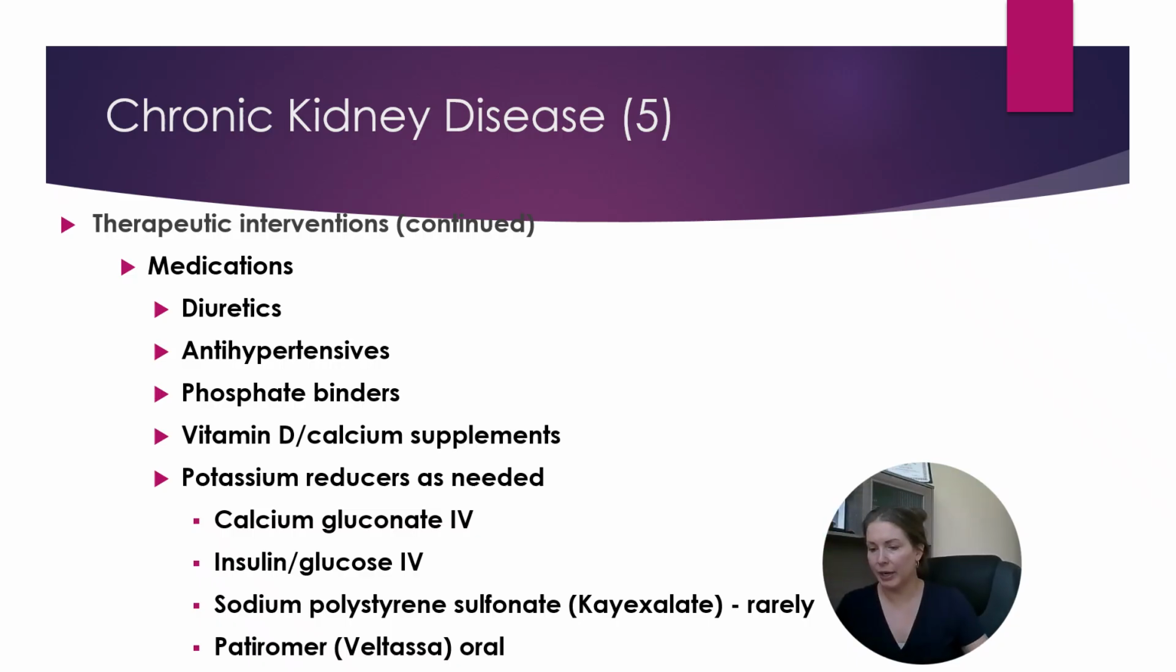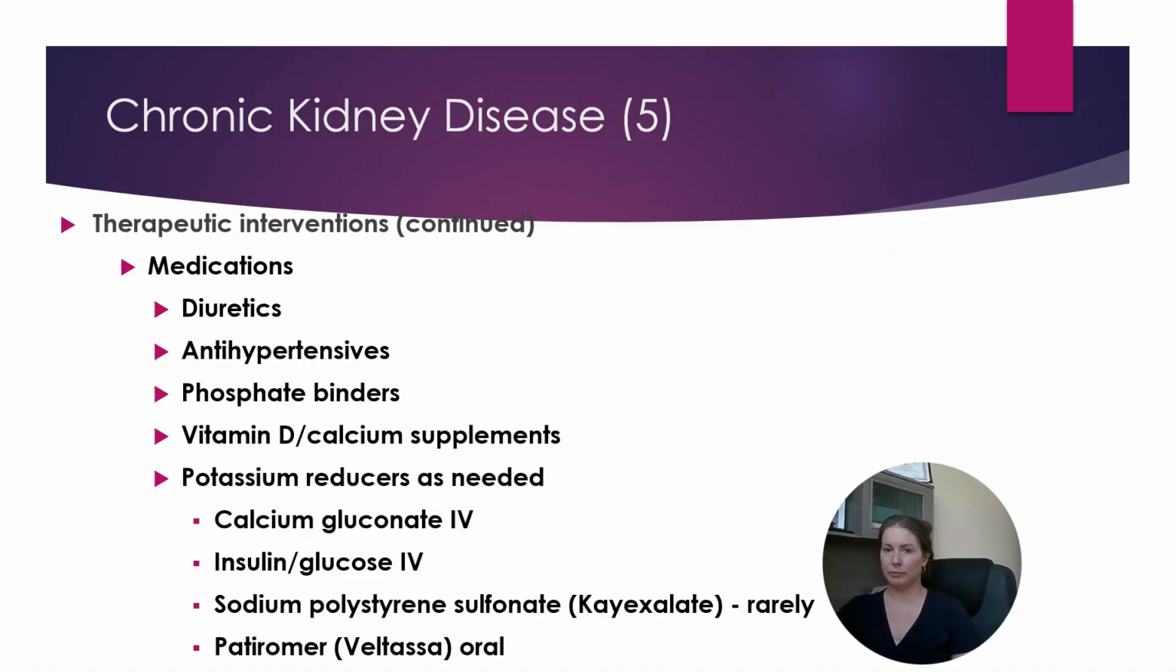Our phosphate binders prevent that hyperphosphatemia. I mentioned the Renvela, that's Celavramir, and then the calcium acetate, that's Foslo. Okay, I think those would be two medications to know the name of, to be able to recognize, I know what this medication does. Vitamin D and calcium supplements are going to help with our bone health. Potassium reducers can be your IV calcium gluconate, which is going to help stabilize our cardiac membranes. Insulin and glucose help shift that potassium into the cell.